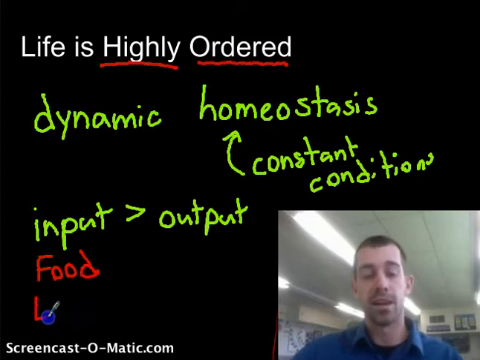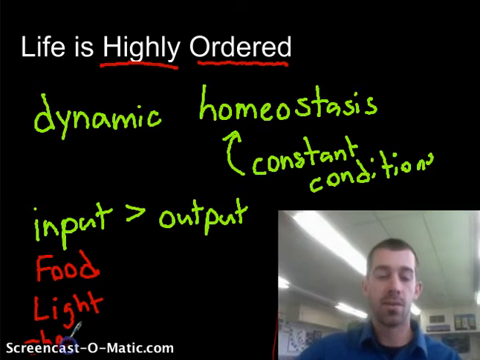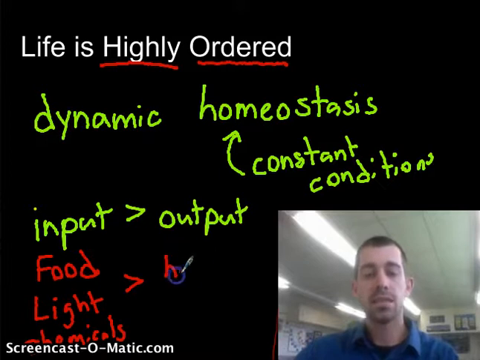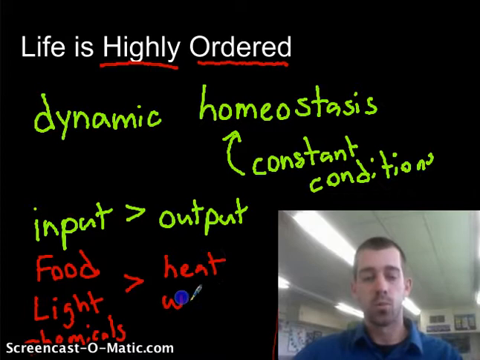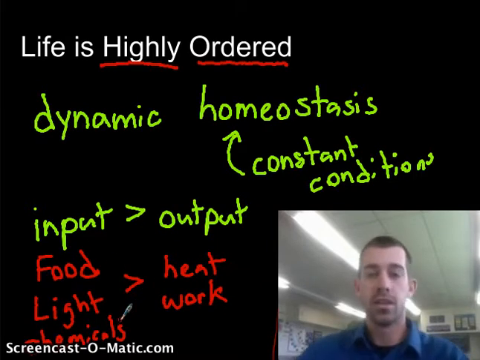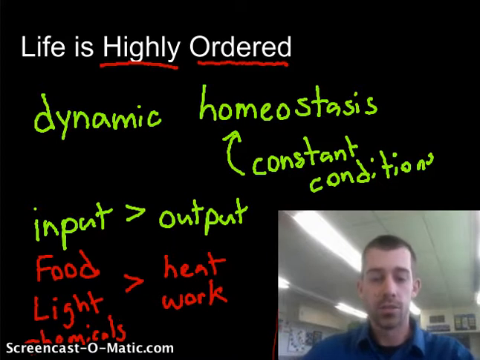If you were a plant, you'd get that from light. Some organisms can get that from other sorts of chemicals. And that input has to be greater than the output. Basically, output comes from heat that's released off of your body and also from any sort of work that you might do. And if that ever changes, if you ever do more work than you're ready to fuel, that's going to signal a path toward death. It's going to threaten your homeostasis.